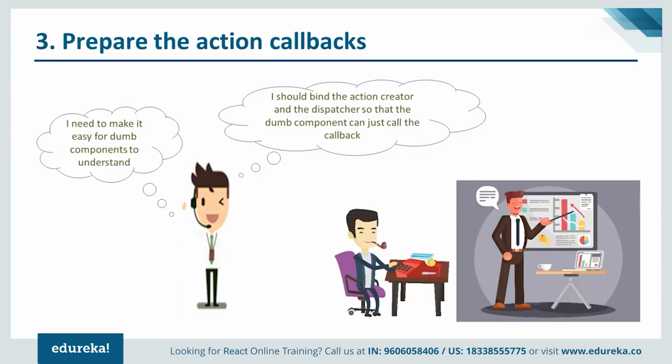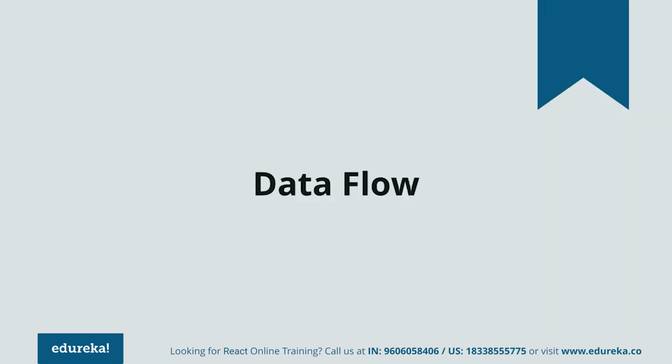And as I mentioned, if something needs to be updated because the store is immutable, an action needs to be triggered, which will be done by the action dispatcher method. So the action will call the action creator and the dispatcher so that the dumb component can just call the callback. Now the data flow, we will see how the data will flow among all these components.